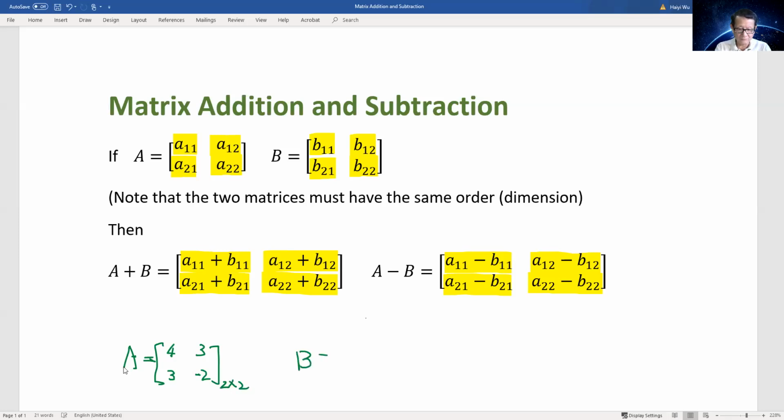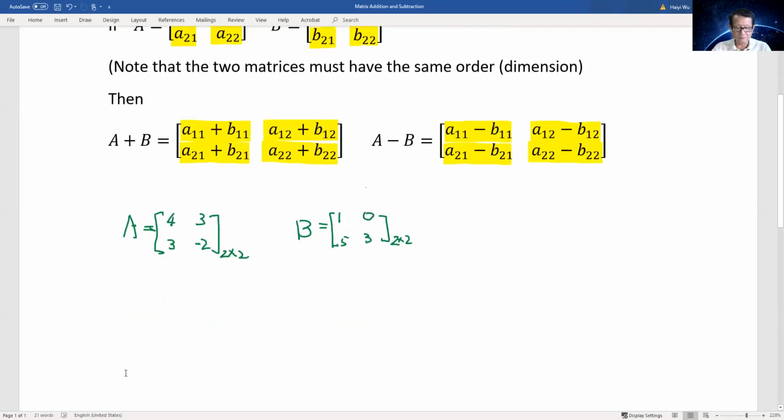And B is 1 in the first row, first column, then first row, second column is 0, and then 5 and 3. So this is also 2 by 2, which means we can add them together. Let's have a look at how we add them together. So this is the example, that's a given. Now, A plus B.